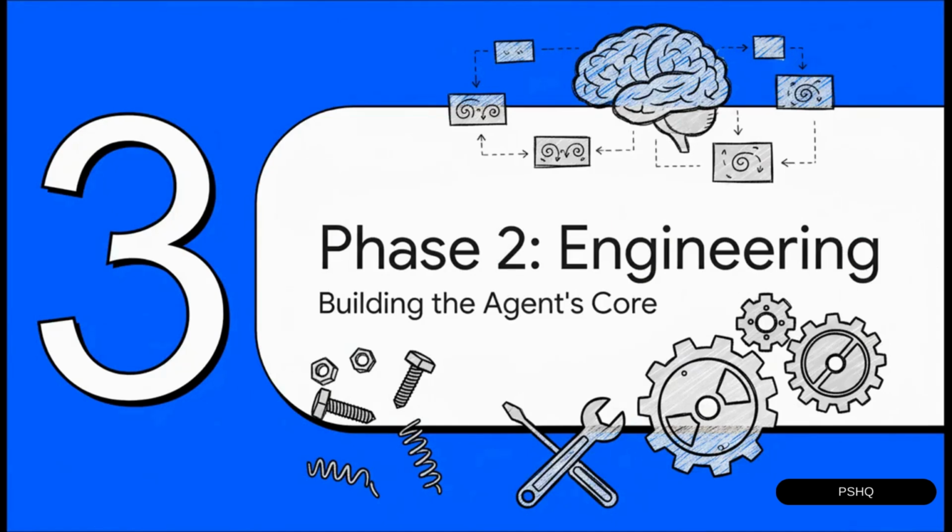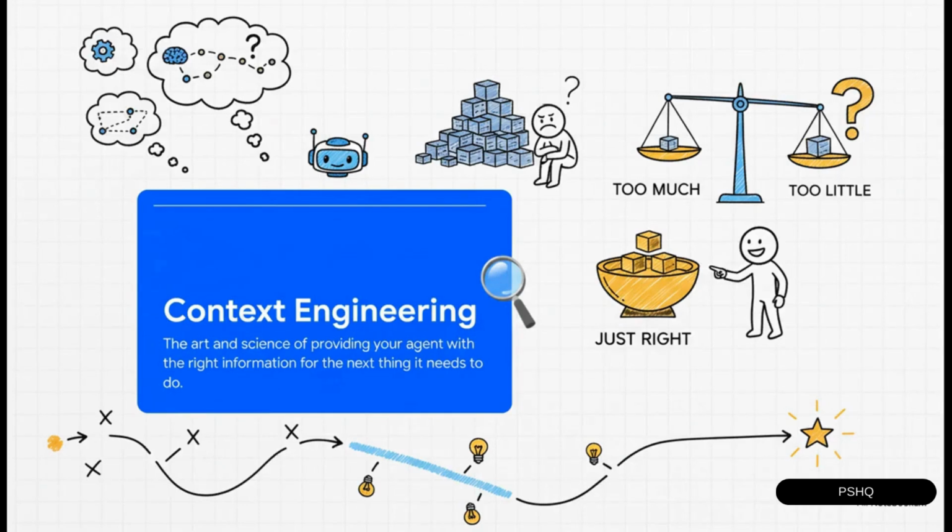Now we can move into phase 2, engineering the core. This is where we get our hands dirty and build the thing. And the absolute key concept here is managing the agent's working memory so it has what it needs to actually get its job done. Let's talk about a term you're going to hear a lot: context engineering. All this really means is managing your agent's short-term memory.